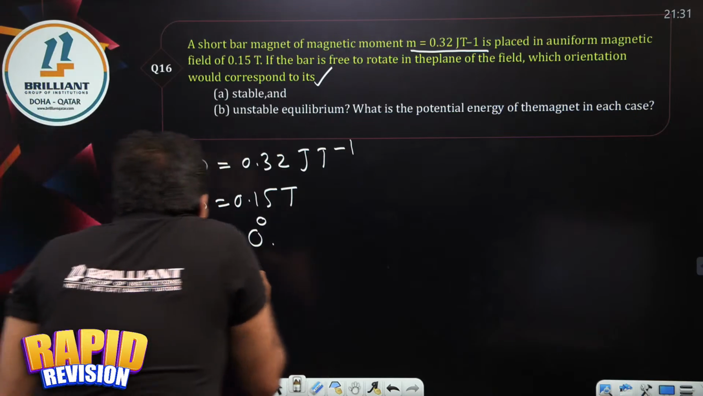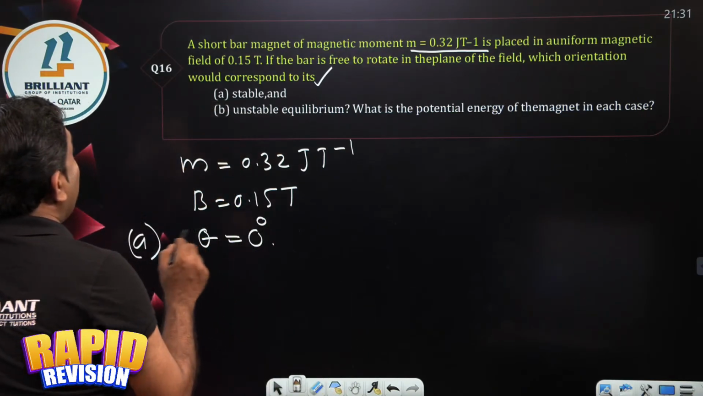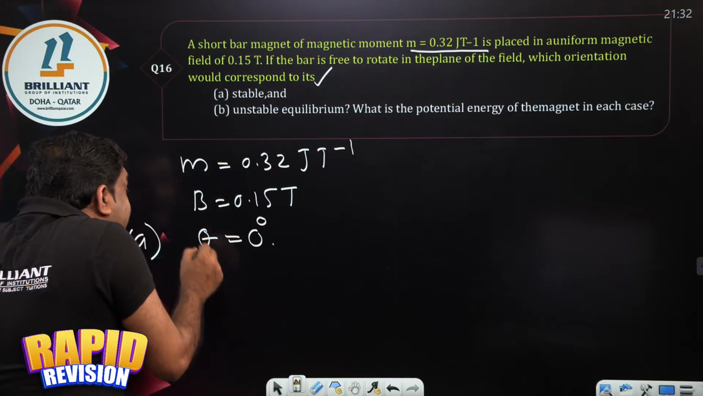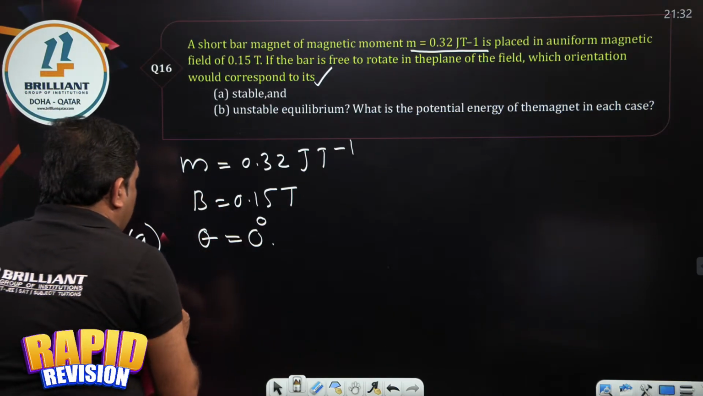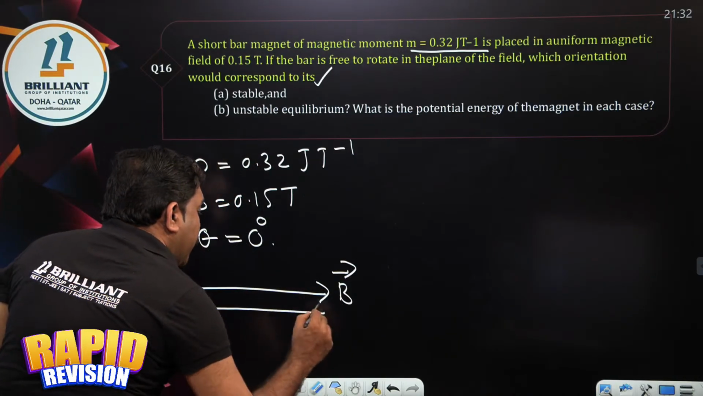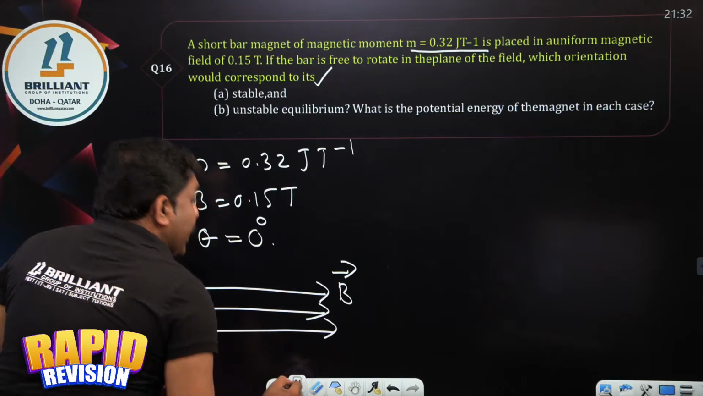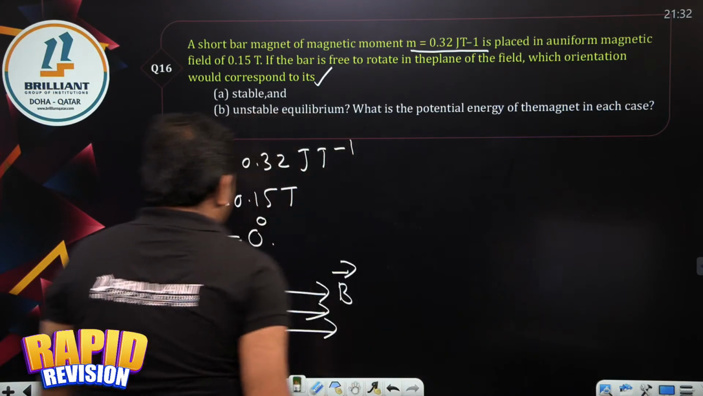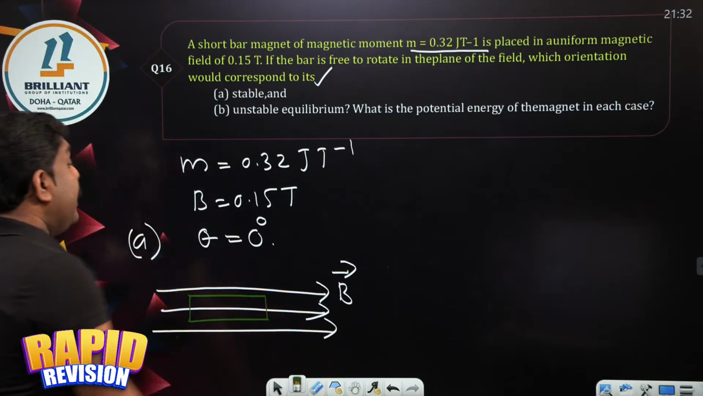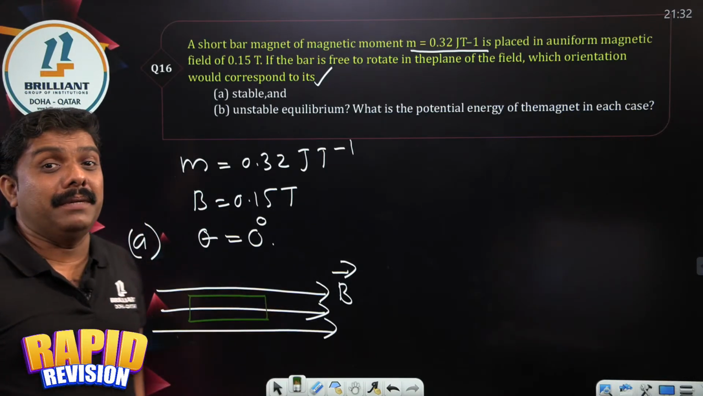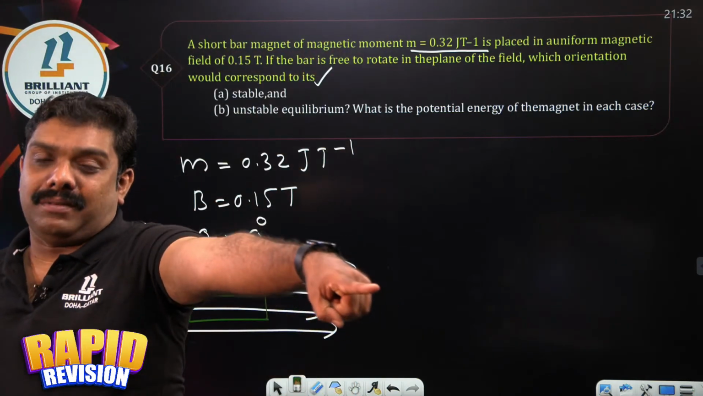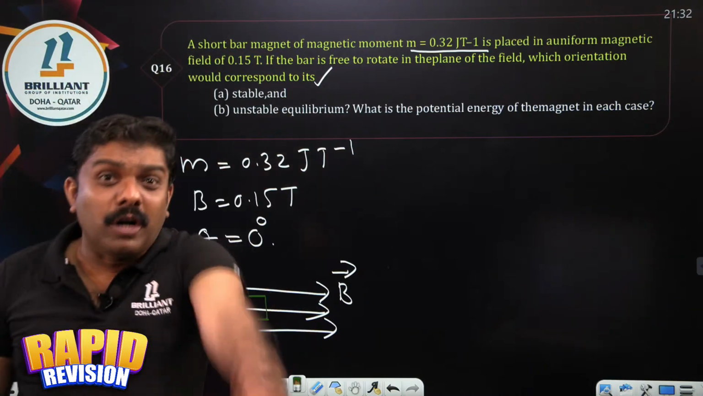So we have to draw that diagram. What is the meaning of theta 0? Dipole moment and external field should be in the same direction. So imagine this is the external field, marking the external field. In this external field, you are keeping the magnet like this. Dipole moment should be in the same direction. Dipole moment is directed from south pole to north pole.